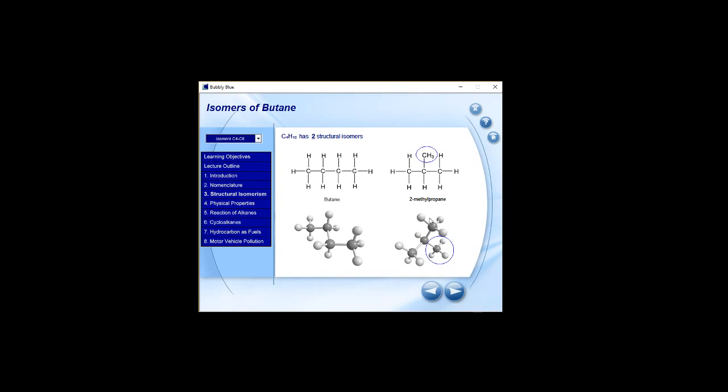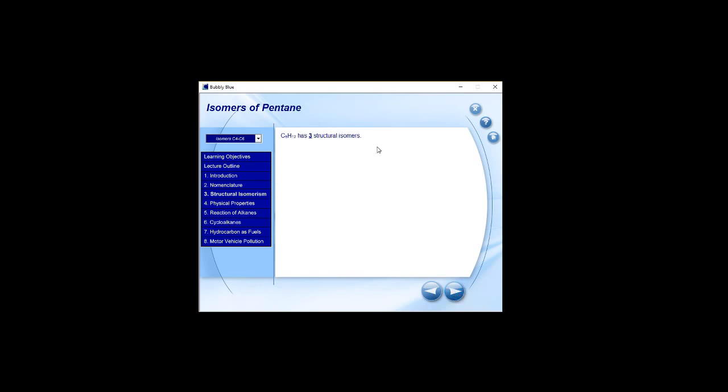The first member in the alkane series to exhibit isomerism is butane. Butane can form 2 structural isomers, namely butane and 2-methylpropane. Following butane is pentane. Pentane can actually form 3 structural isomers, namely pentane, 2-methylbutane, and 2,2-dimethylpropane.